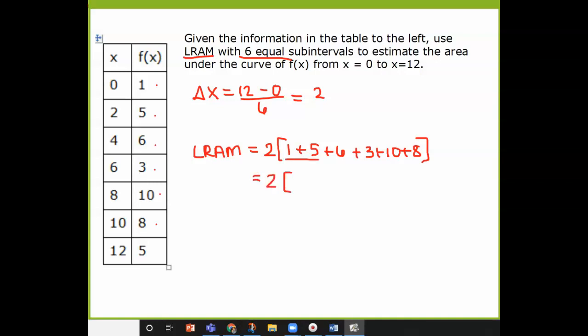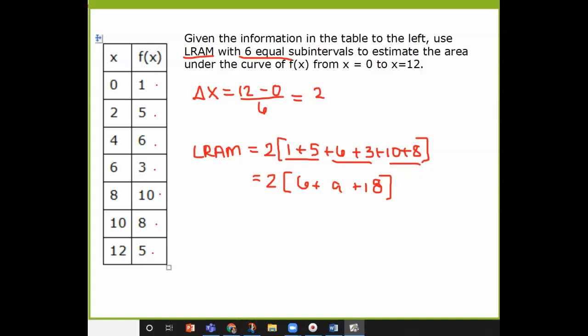So 1 plus 5 is 6, 6 plus 3 is 9, 10 plus 8 is 18. So we can already, or should already, recognize that the left Riemann sum is going to be less than the right Riemann sum. Just because looking even at these values, the last one's 5 and the first one's 1, so it's less than for sure.